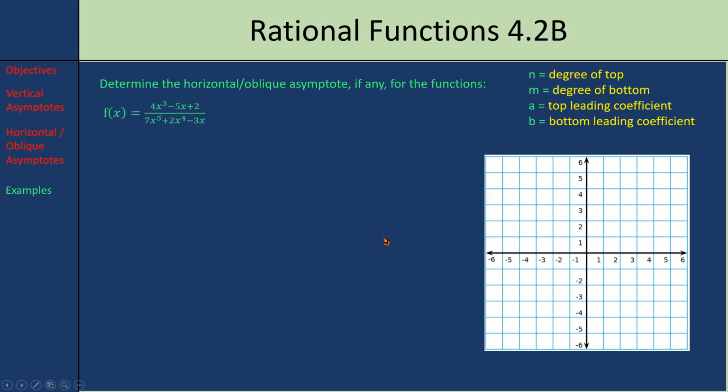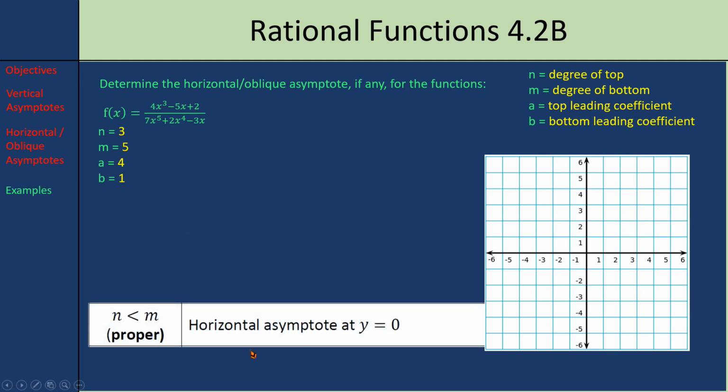Another example here. Here I have something more complicated. Let's label n, m, a, b. So n is 3, m is 5, a is 4, b is, oh man, that should be a 1. I don't know why I typed a 7 there. That number there should be a 1, guys. That 7 probably looked like a 1. I messed up there. But anyways, n is smaller than m, so it doesn't even matter what that number is. My asymptote is that y is equal to 0.